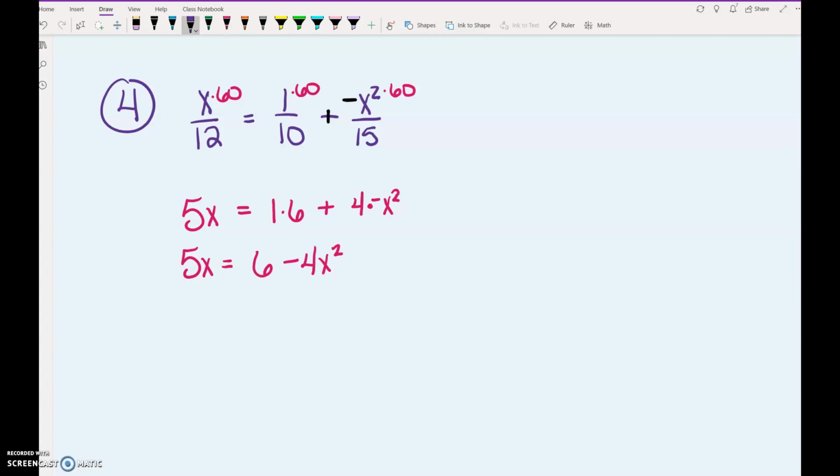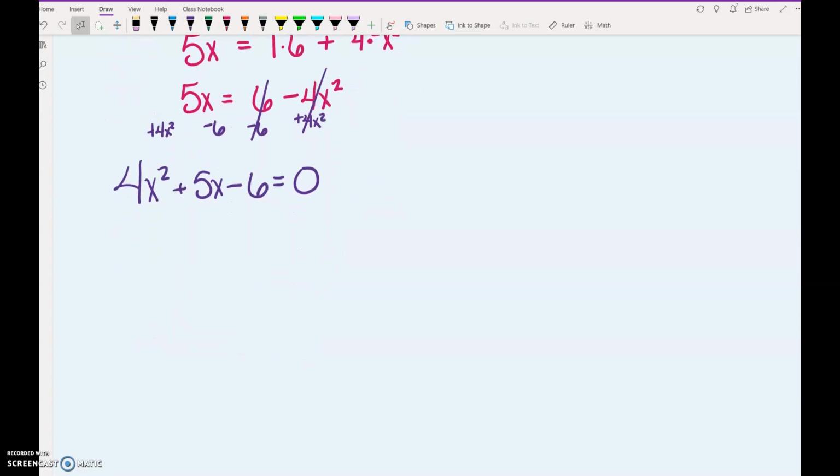At this point, we need to think about what type of equation we have and how we need to factor it. Because we see an x squared, we need to factor. You want your first term, your x squared term, to be positive. I am going to add 4x squared to both sides. And I'm going to subtract 6 on both sides so that we have 4x squared plus 5x minus 6 equals 0.